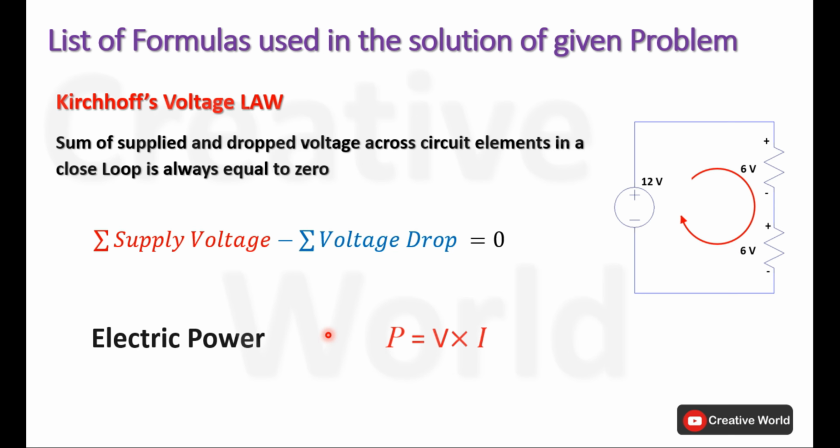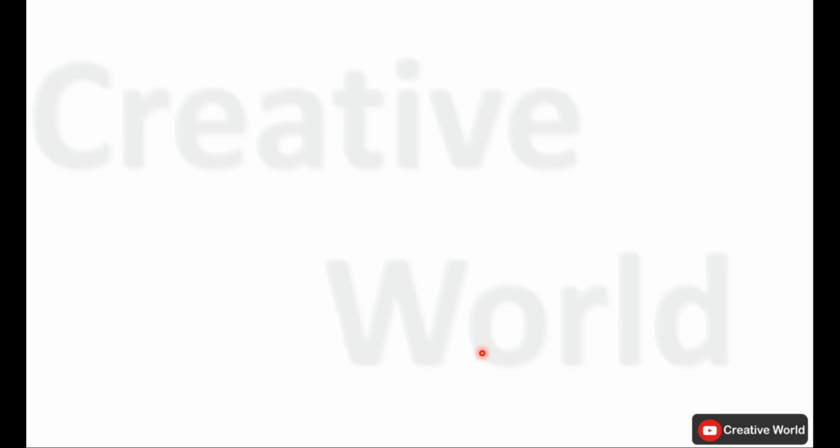We will also be using the electrical power formula. The basic equation for the calculation of electrical power is P equal to V multiplied by I, where V is the voltage across the element and I is the current through that element. Now move towards the problem.